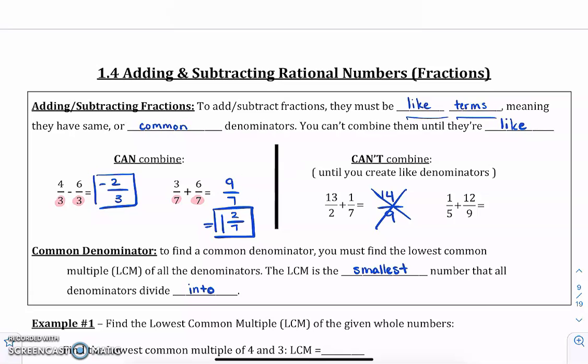To find a common denominator, you have to find the lowest common multiple. Those terms are sort of interchangeable, common denominator and common multiple. So the lowest common multiple of all the denominators in whatever problem you're doing. The LCM is just the smallest number that all the denominators divide into. So we're going to look at being able to find some of them, because being able to find a common multiple or the lowest common multiple is how you are going to find what denominator to use.